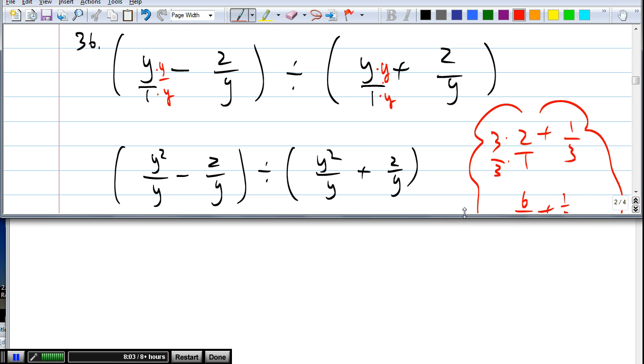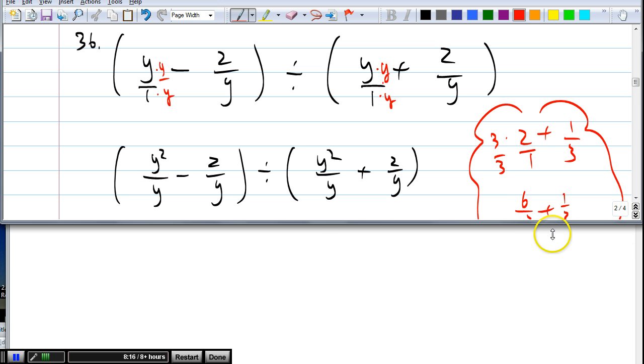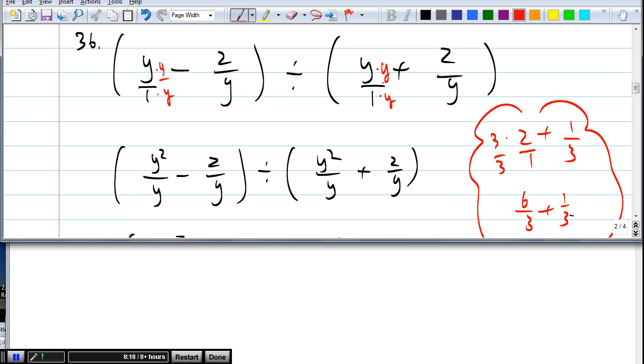Yes? Okay. So this is kind of like the idea of having 2 plus 1/3, right? How do you add 2 and 1/3? Well, isn't 2 really 2 over 1? Multiply top and bottom by what? 3 over 3. So doesn't that become 6 over 3 plus 1/3? Same idea. You get that?